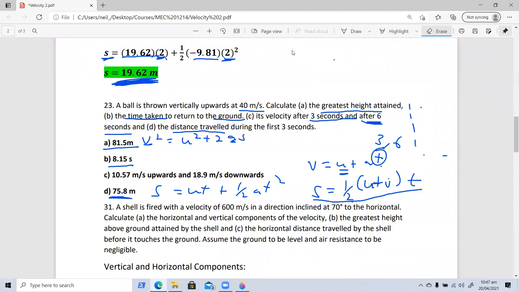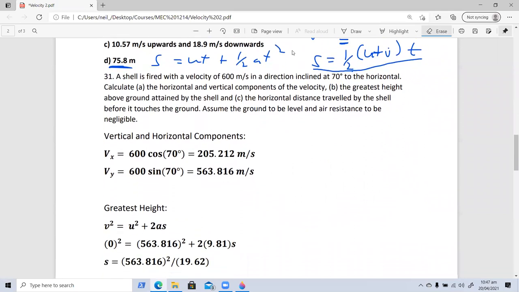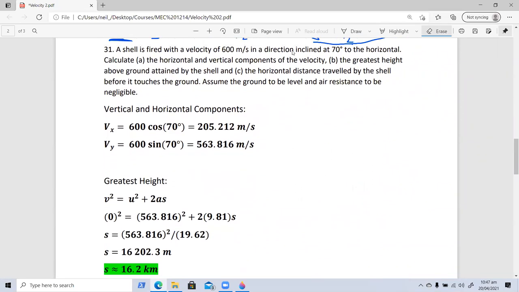All right, I think it shouldn't be too hard. They all have the same parts, and as long as you use the formulas, you should get the same answers. All right, so let's move on to the projectile question.